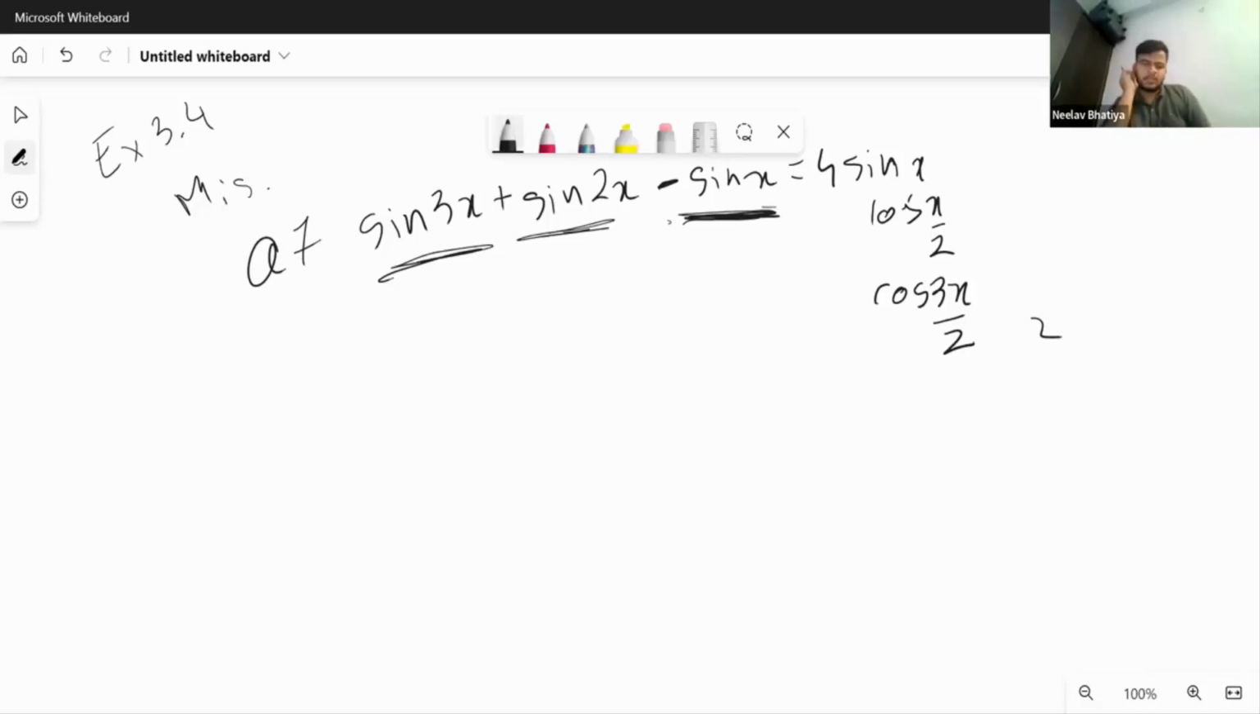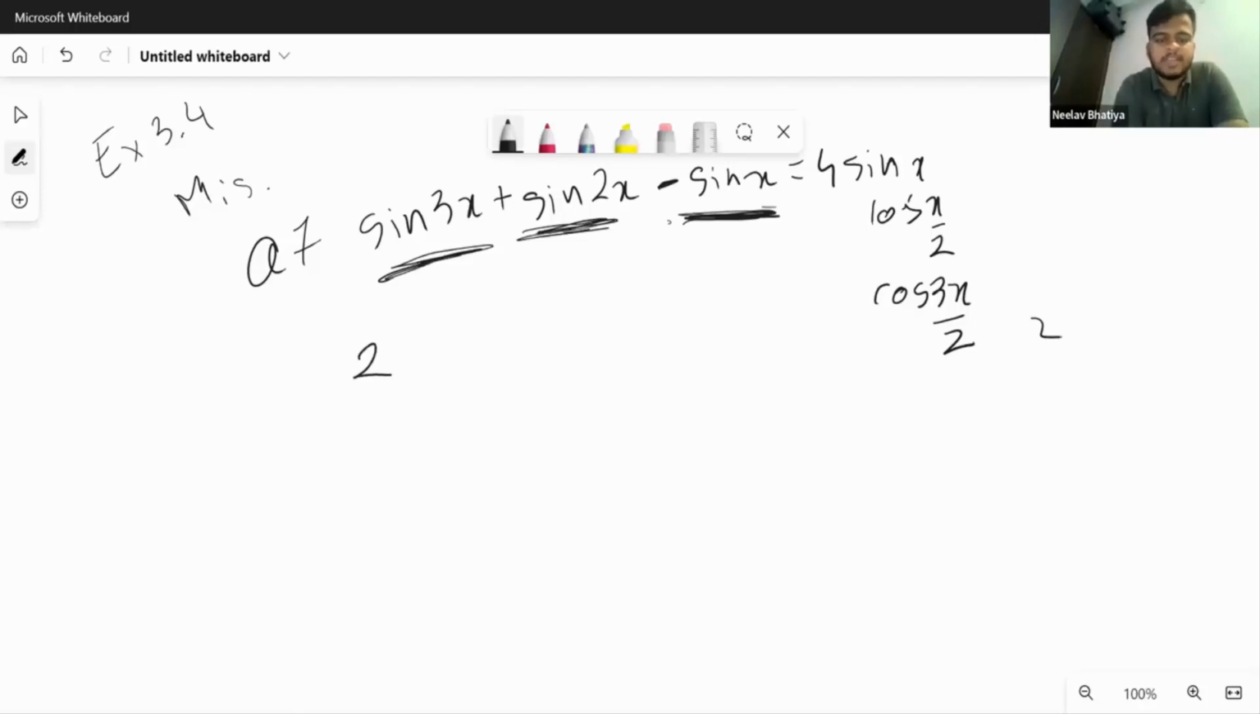So am I missing something here? The one thing that you might miss in this question is that you need to expand sin 2x. That way you're going to take out sin x common, right? Let's try and do that. Let's apply the formula sin C minus sin D to these two terms and let's see what we get.